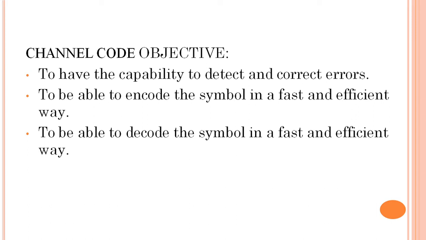So what is the objective of a channel coding technique? The main objective is to have the capability to detect and correct errors, and to be able to encode the symbol in a fast and efficient way and decode the symbol in a fast and efficient way.